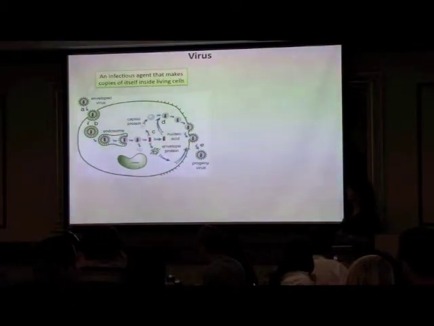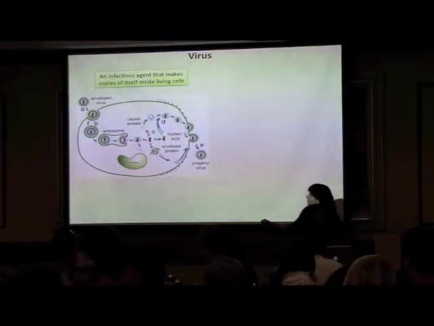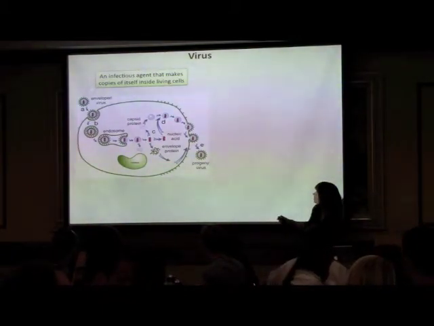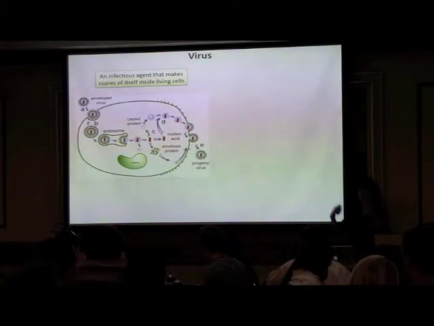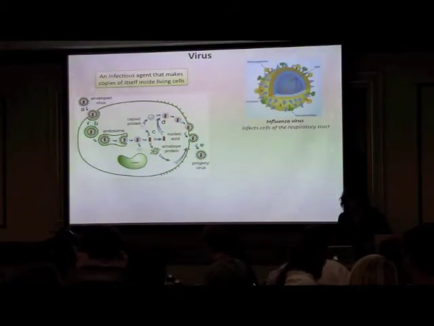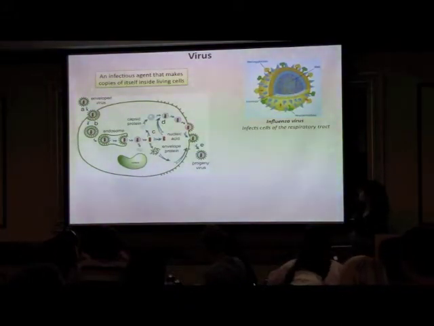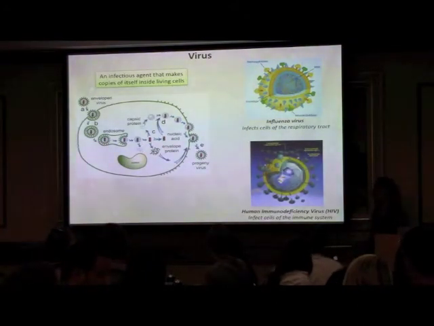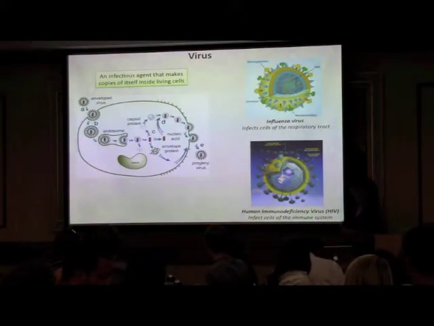Probably heard of a virus. It's an infectious agent that makes copies of itself inside living cells. So you can see the little virus coming in, it infects the cell, makes a bunch of copies of itself, and those copies come out, and then they go on to infect other cells. So it's like a chain reaction. Viruses you've probably heard of, influenza virus, which infects cells of the respiratory tract, and of course, HIV, which infects cells of the immune system.